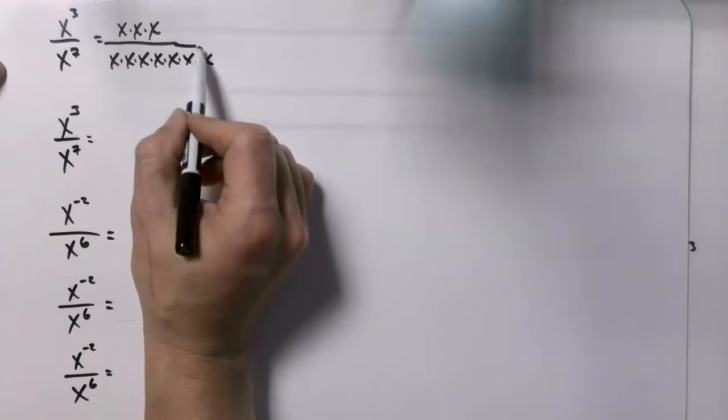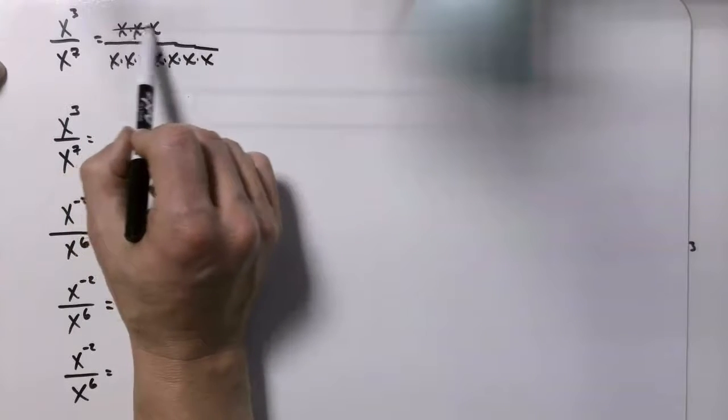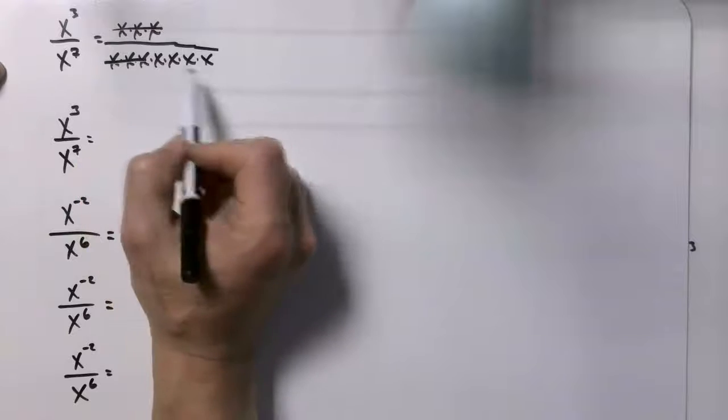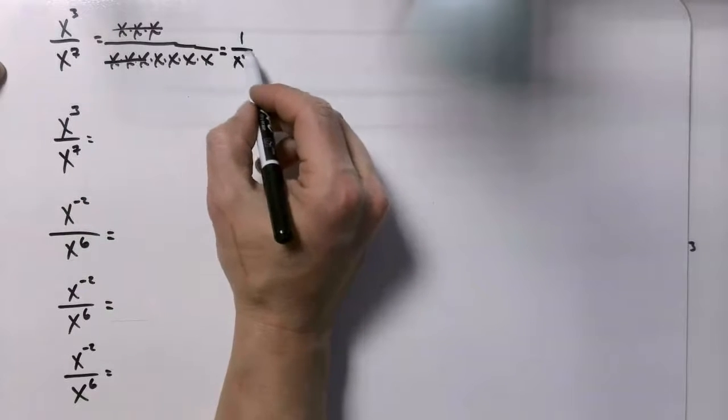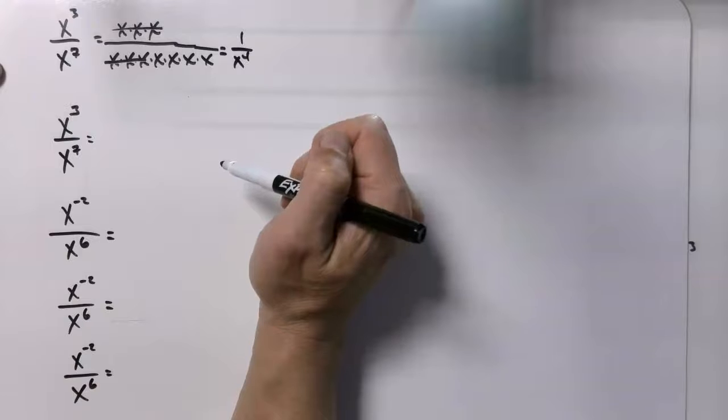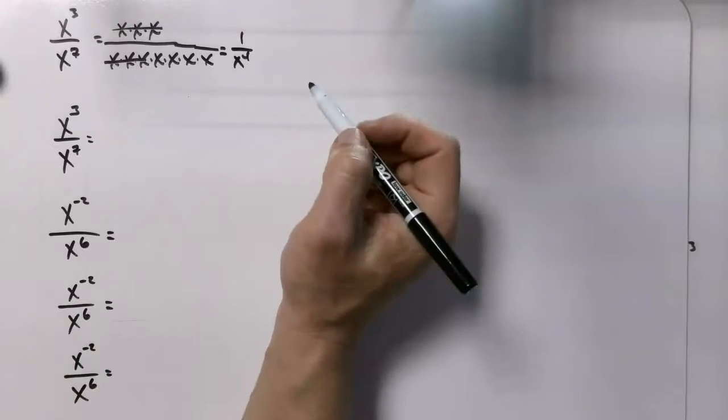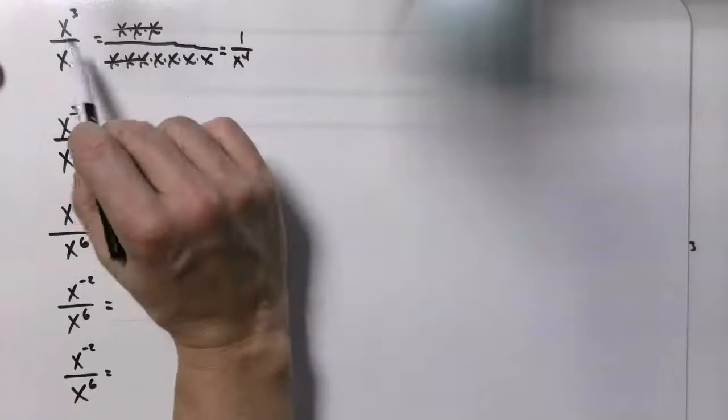I think I need one more here. And I'm just going to cancel. I've got 3 of them here, and I've got 3 of them here, and it looks like that's going to result in 1 over x to the 4th. That would be a pretty inefficient way to do this, but it gets you the right answer. I'm going to continue here, but now I'm going to follow the rule.